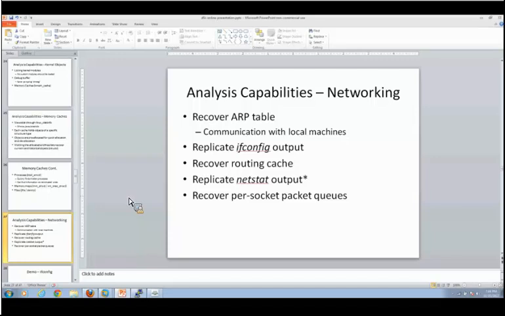If you're using the web browser, we would see all of the websites that you communicated with. We also have the ability to replicate the netstat command, and another interesting thing is we can recover the per-socket packet queues, and this is going to take a little bit of explanation.